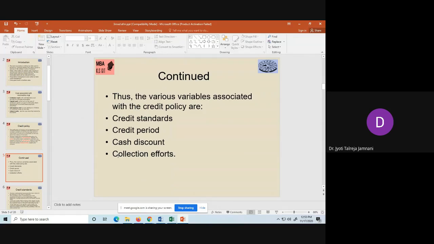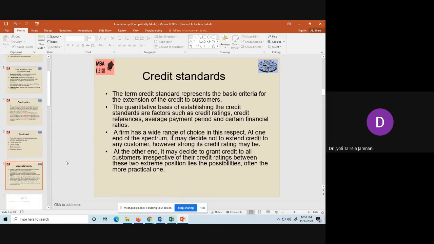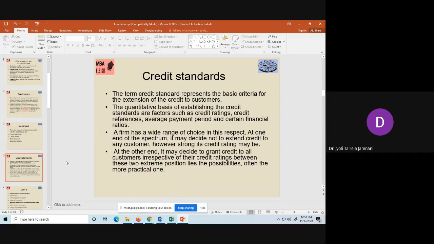And in case of all 4, the sums are by 2 methods. One is the formula method and the other is the tabular method. So in all 4 methods, we will have formula as well as tabular. Okay, so credit standards, we'll understand the meaning of credit standard today, and then maybe we'll start with the sum of credit standard. In the next class, we can continue with the other part of it. So the term credit standard represents the basic criteria for the extension of the credit to customers. So what is the criteria for giving you credit?